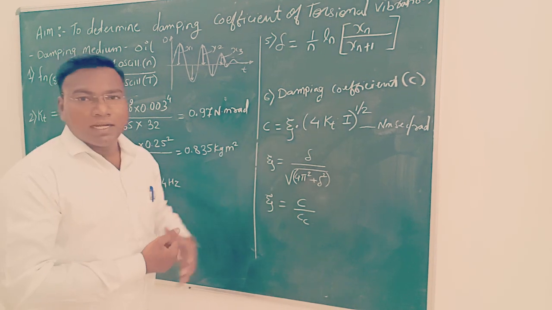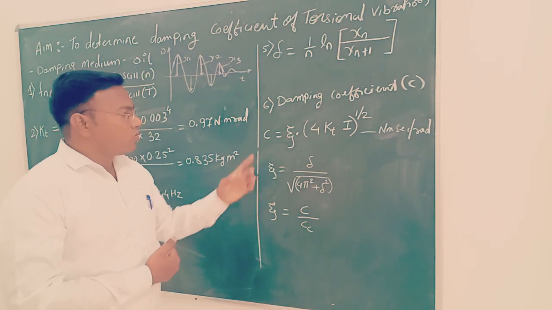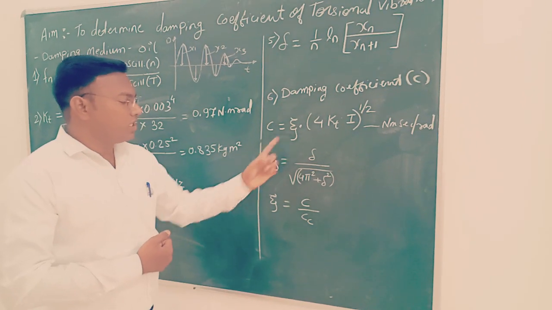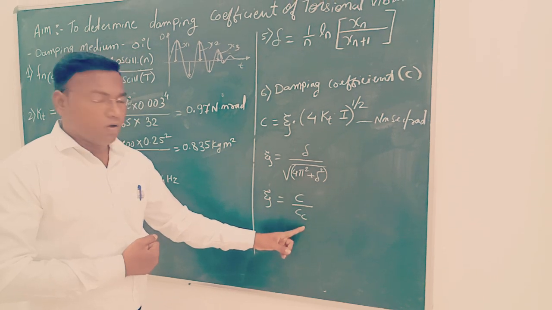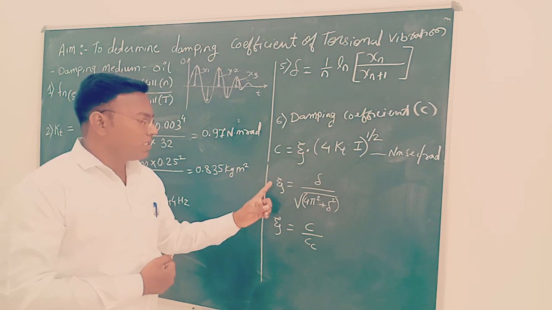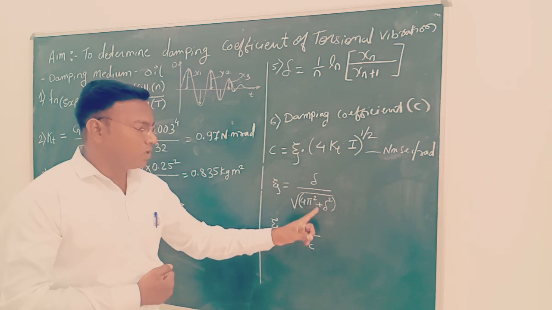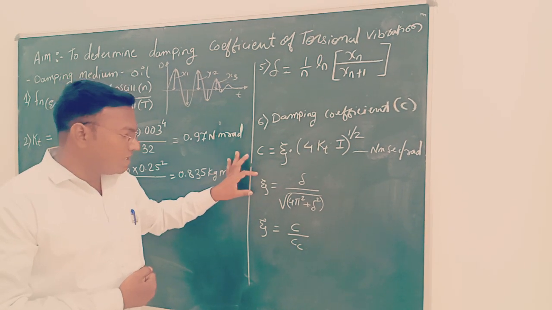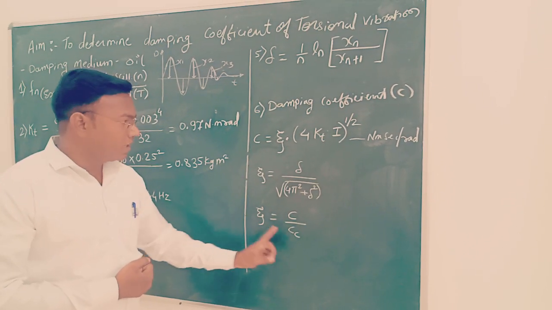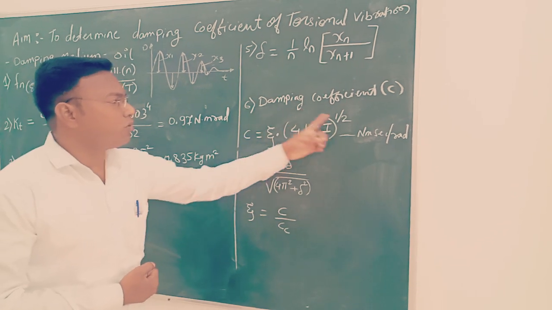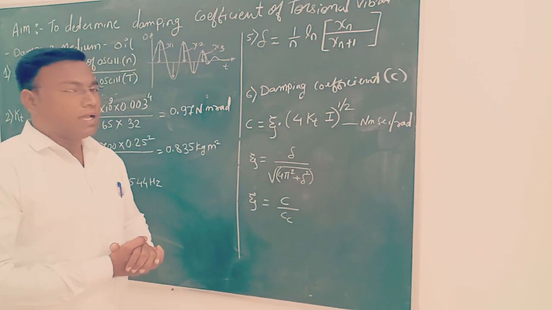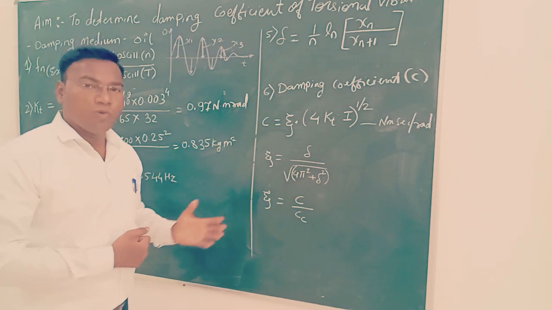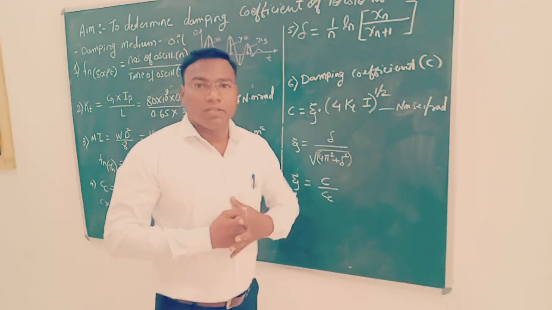At last we determine the damping coefficient, which was the aim of our experiment. The equation is C equals zeta into Cc, where zeta is the damping ratio, C upon Cc. Zeta is equal to delta upon the square root of 4 pi square plus delta square. The delta value we obtained, substitute it, determine zeta, and substitute in this equation to determine C, the damping coefficient. I hope this experiment is clear to you. Thank you.